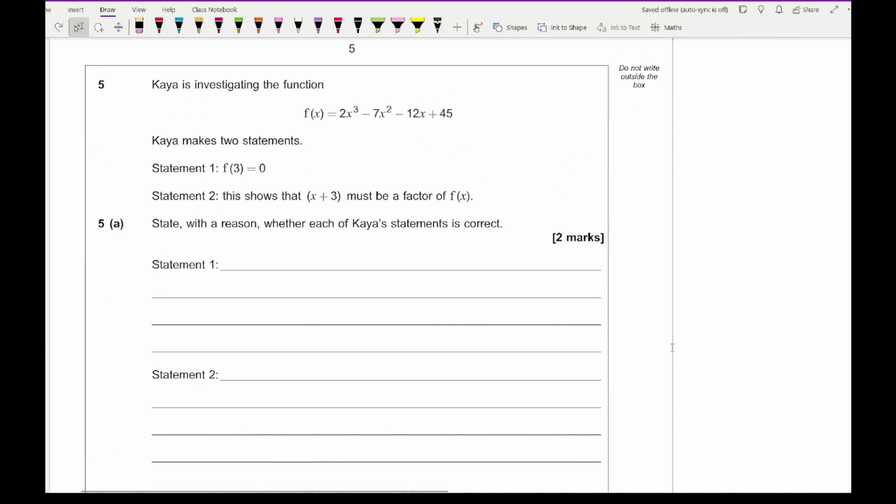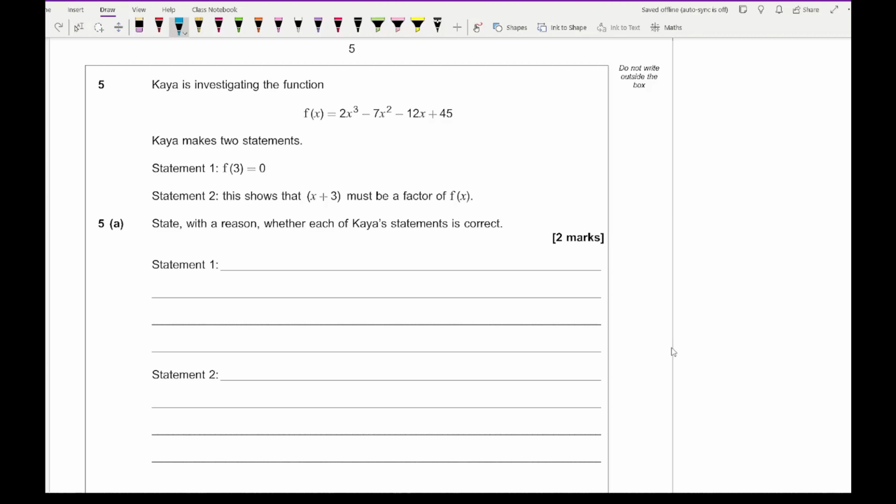Moving on to question 5, it says that Kayla is investigating the function f of x equals 2x cubed minus 7x squared minus 12x plus 45. Kayla makes two statements. Statement 1 is that f of 3 equals 0, and statement 2, this shows that x plus 3 must be a factor of f of x. State with a reason whether each of Kayla's statements is correct.